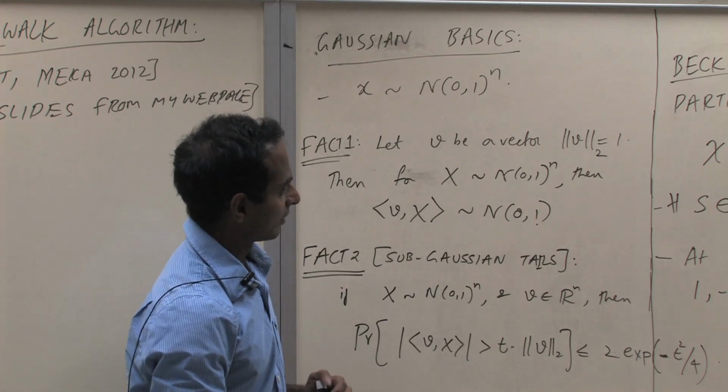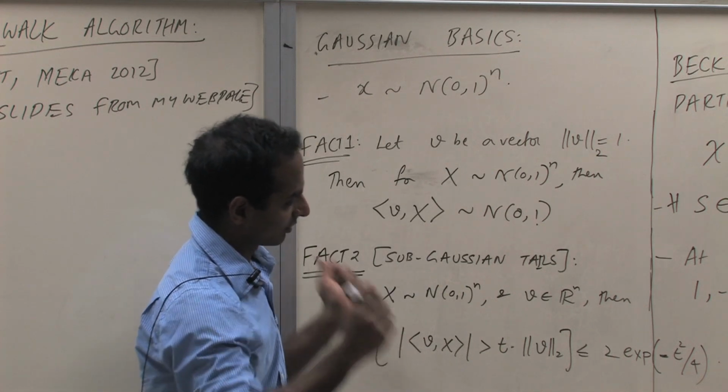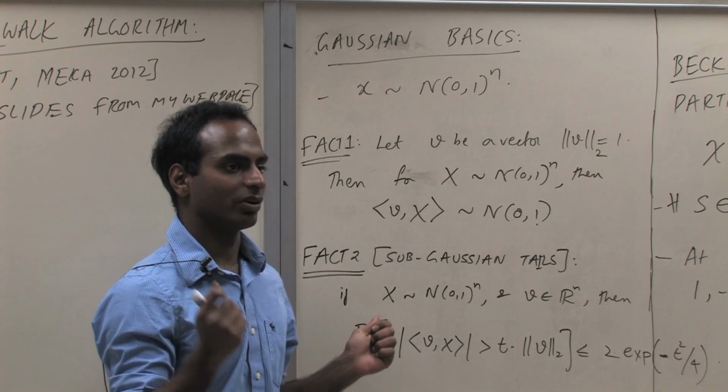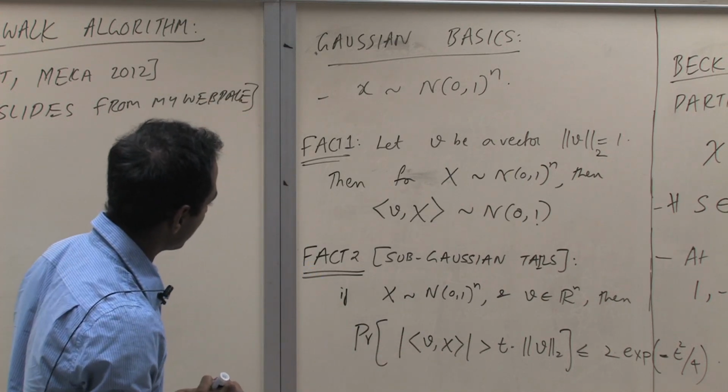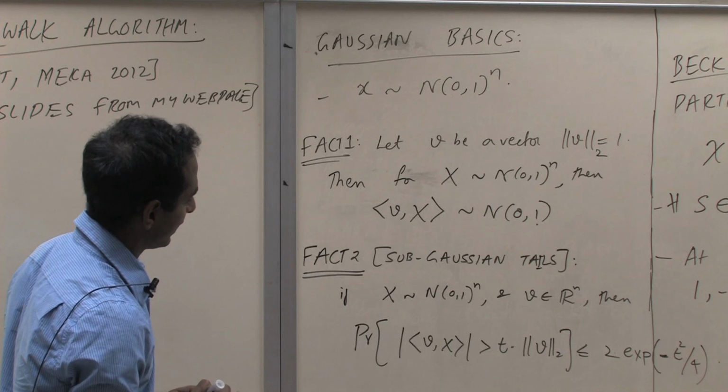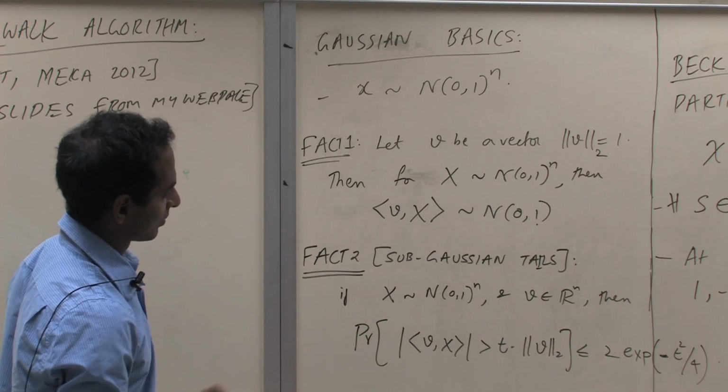So the density falls off rapidly when you move away from the origin. All right, we'll need another property, but we'll use it when we get there.